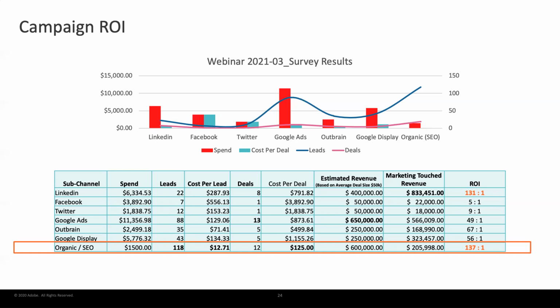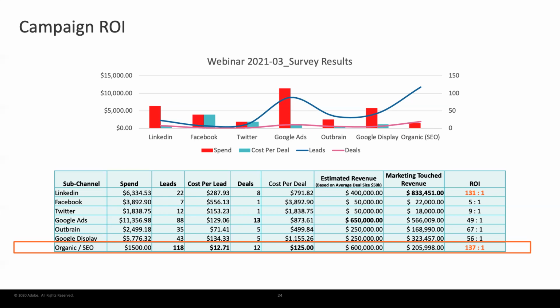If I were looking at this and I was starting to make decisions about what levers to pull, I would be thinking about increasing the spend that I have on LinkedIn. I'd probably reduce a little bit of the spend that I have on Facebook. It frankly did drive a deal. It's not a horrible channel, but the cost per deal was high and the revenue was below our average deal size. That's not a super great aspect here.